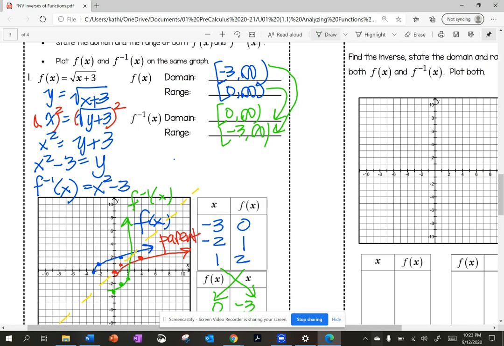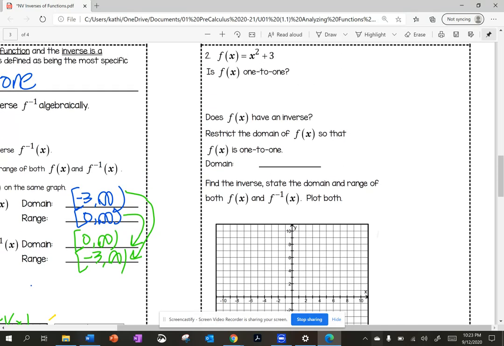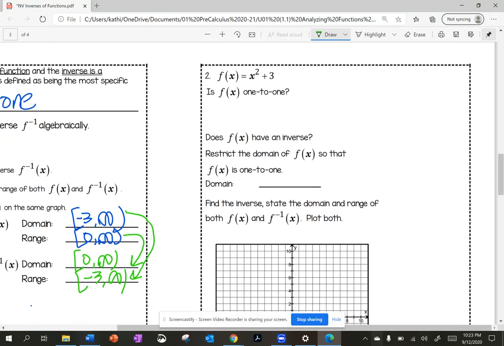All right, so let's try another one. I'm looking at f of x equals x squared plus 3. My first question is, is my function 1-to-1? So what I see is if I plot the parent function, I know my parent function is x squared, so that's quadratic, and the plus 3 is a vertical shift of 3 up. So if I'm looking at my function, I have a parabola that is shifted up 3.